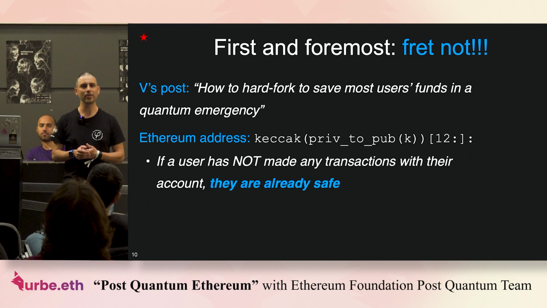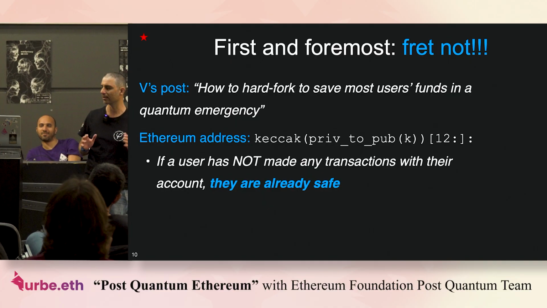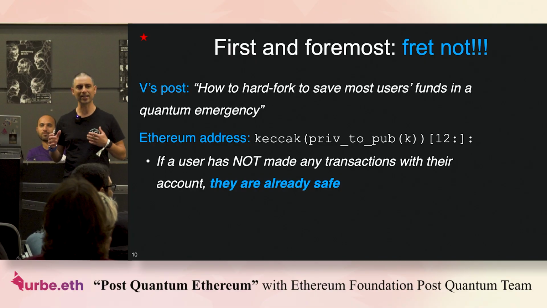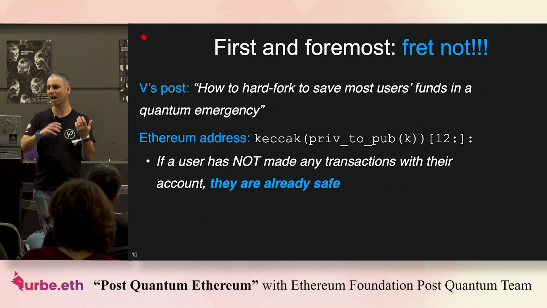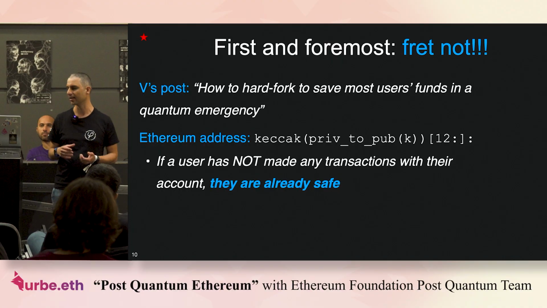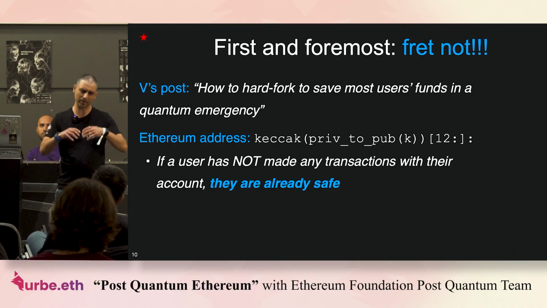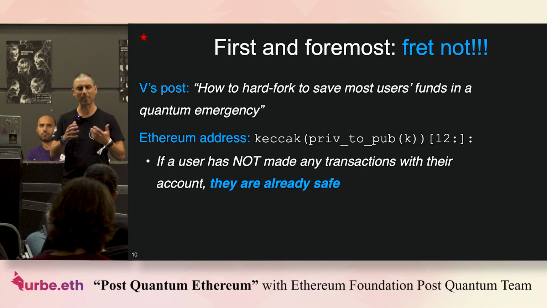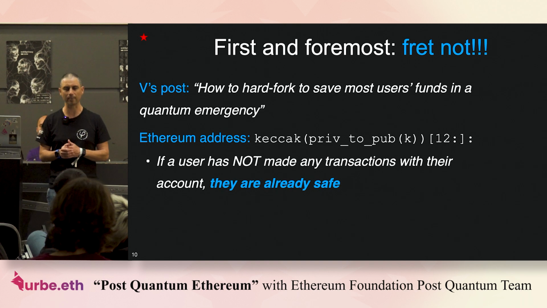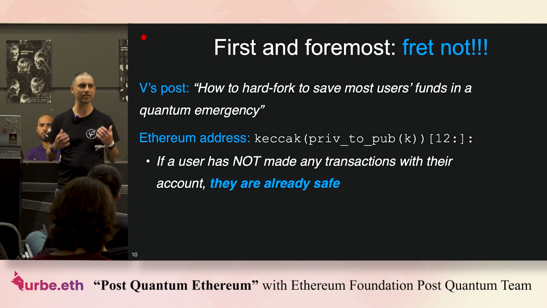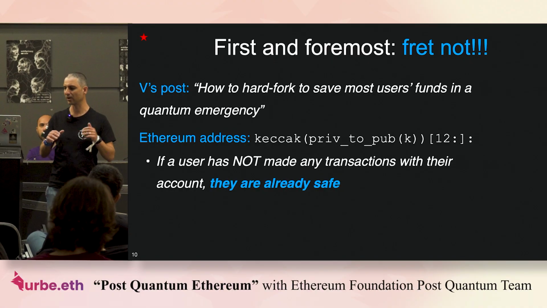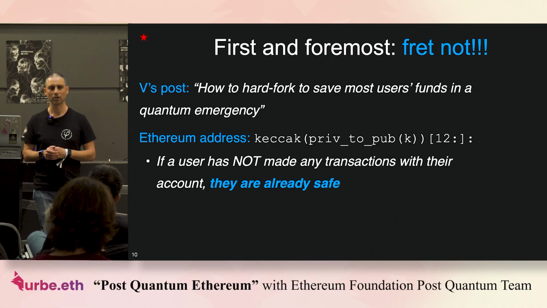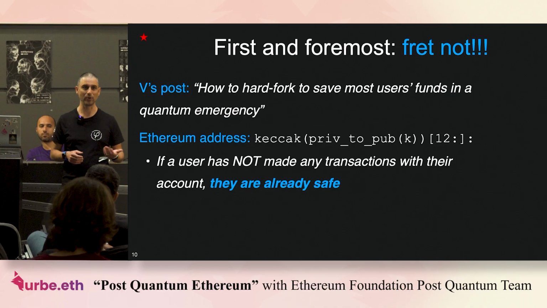If you have some Ether on an address that you never spent from, you're fine. Why? Because with an Ethereum address, you don't expose your public key directly; it's the hash of your public key. And this is kind of resistant to quantum computers, not fully, but to a level, because there's another algorithm called Grover that is less powerful than Shor. So you're kind of fine. No worries about this situation. If you have some Ether on an address that you never spent from, you're good. No panic.